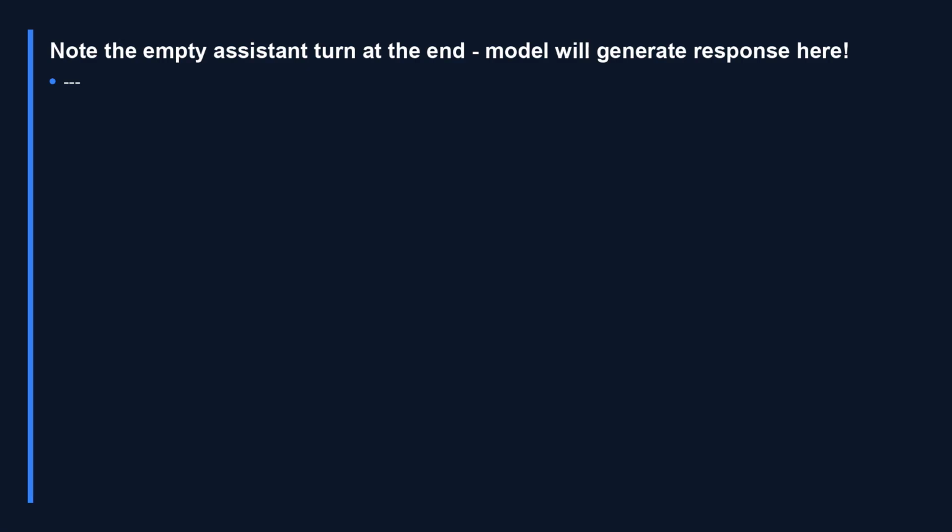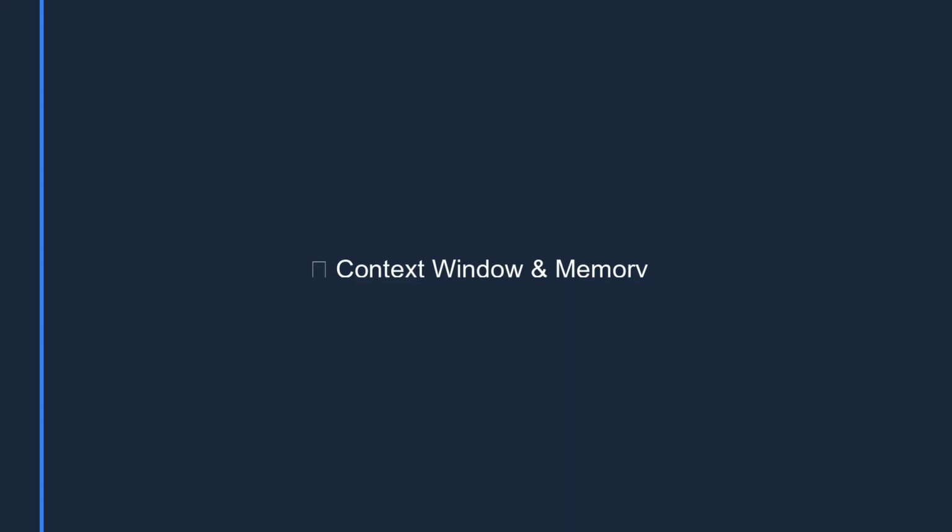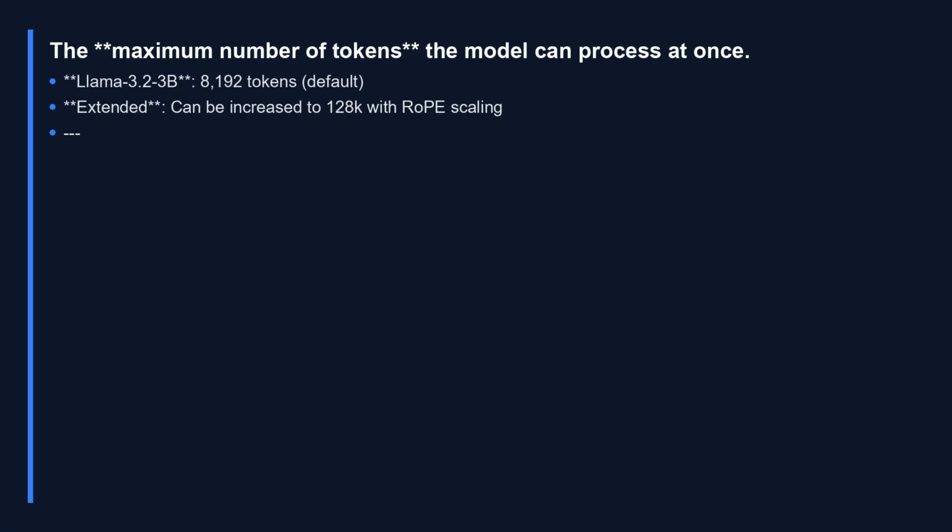That empty assistant turn at the end isn't a bug or an oversight, it's the mechanism. The model generates text by predicting what comes next, and what comes next after the assistant header is the assistant's response. Remove that header, and the model doesn't know it's supposed to speak. Context window and memory. Every transformer model has a hard limit on how many tokens it can process in a single forward pass. This is the context window.